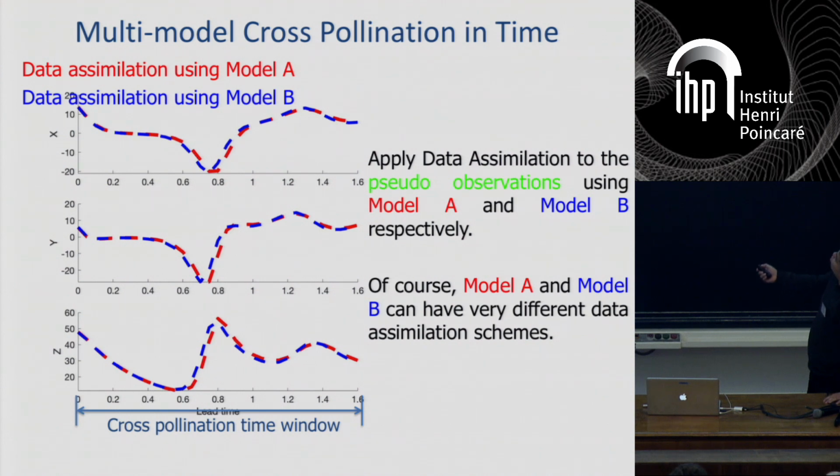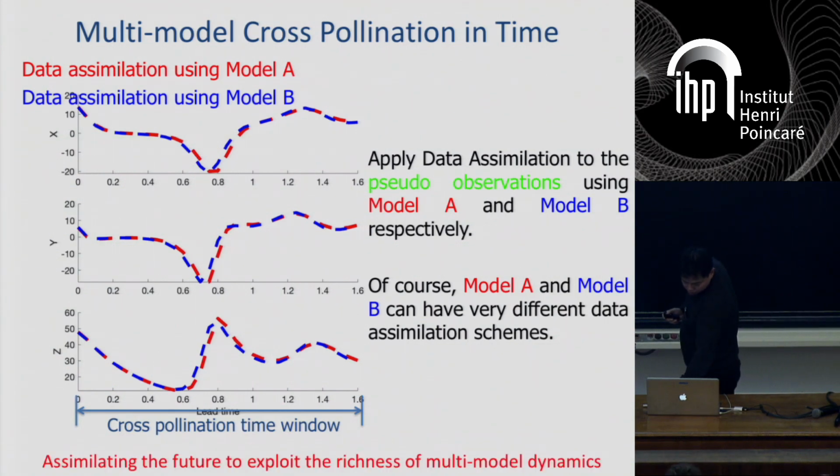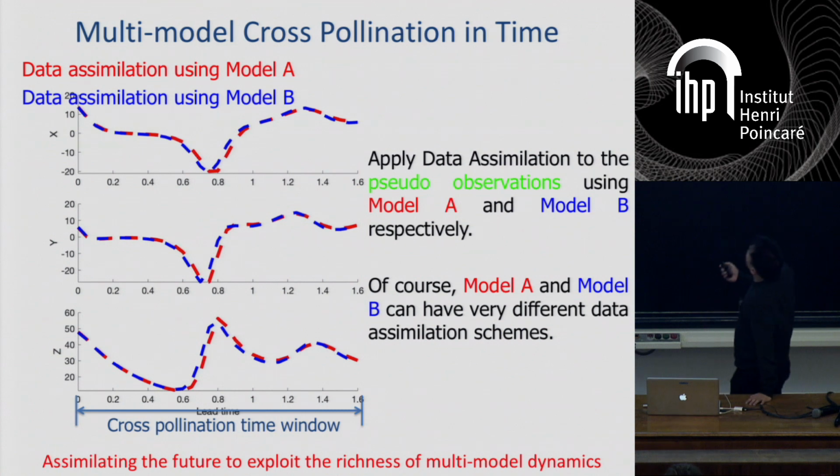For this cross-pollination time, the dashed lines are the data simulation results from model A and model B applied onto the pseudo observations we saw before. This is why I call it assimilating the future, to explore the richness of the multi-model dynamics. So we're really exploring the multi-model dynamics instead of just combining them in the end.